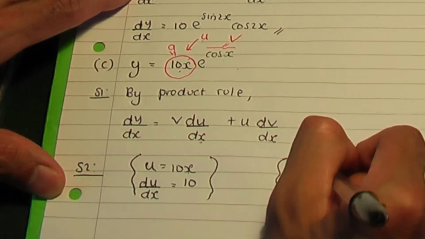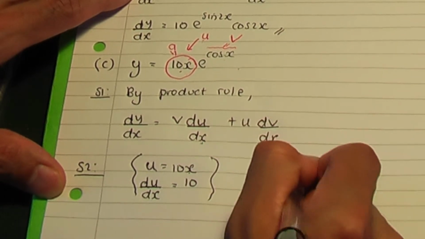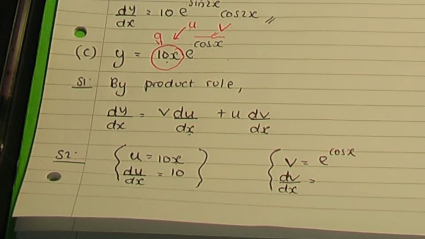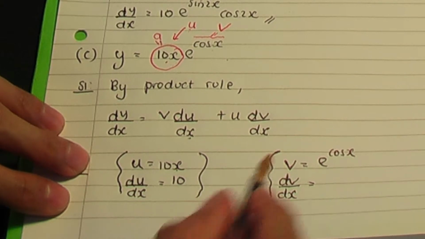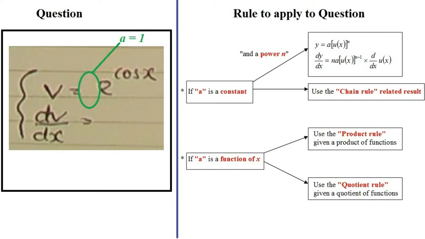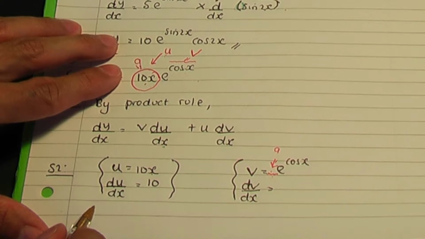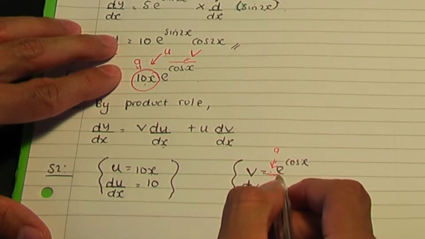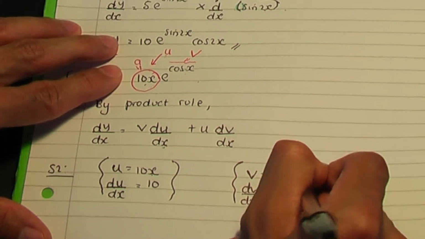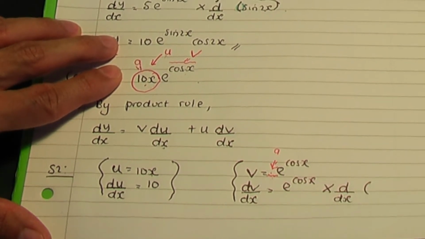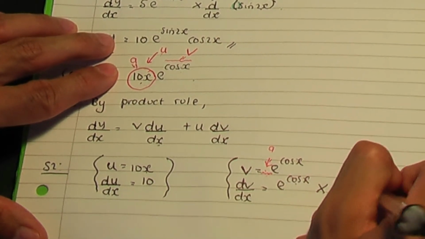v I've taken to be e to the power cos x, and let's think about dv over dx. Okay, so let's practice again. Now looking at this term, e to the power cos x, the term in front of the function is 1, so a is 1. 1 is a constant, so we can use the chain rule related result. So remember what the result is saying for the exponential case. When I differentiate the exponential, it's the same term, but you need to multiply by d by dx of u(x), and u(x) for exponentials is the power, which is cos x.